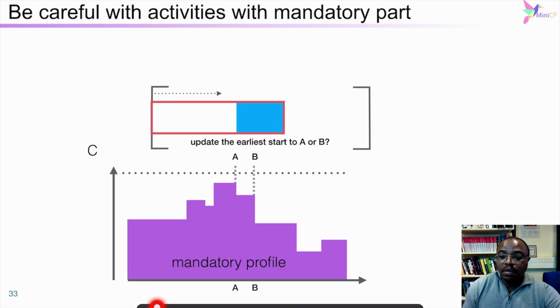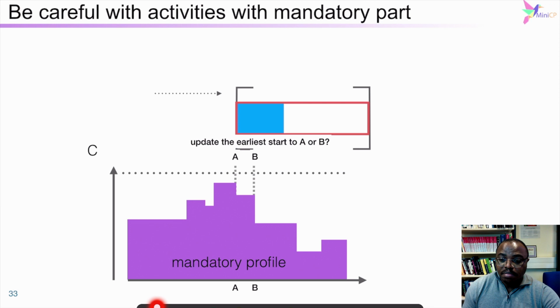Be careful when pushing an activity that contributes to the profile. When an activity contributes to the profile, it cannot be pushed beyond its mandatory path. The maximum update is the start of its mandatory path. If the earliest update is beyond the mandatory path, the start domain of the corresponding activity is emptied and the backtrack will be triggered.